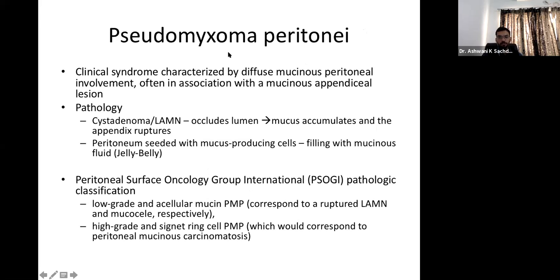To categorize pseudomyxoma peritonei, the Peritoneal Surface Oncology Group International has proposed a classification in which they are classified into two groups. First is low grade or acellular pseudomyxoma peritonei. Low grade corresponds to the ruptured low-grade appendiceal mucinous neoplasm, LAMN, and appendiceal mucin PMP refers to mucocele. They are non-neoplastic. The second group is high grade or signet ring cell pseudomyxoma peritonei, which corresponds to peritoneal mucinous carcinomatosis.